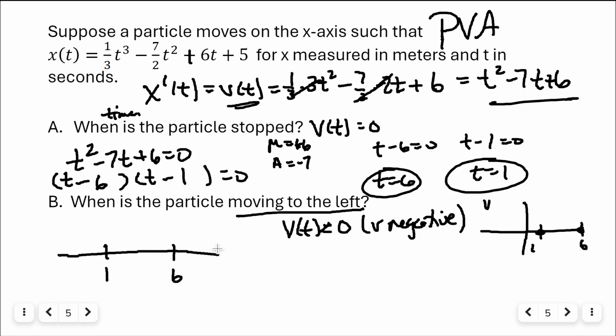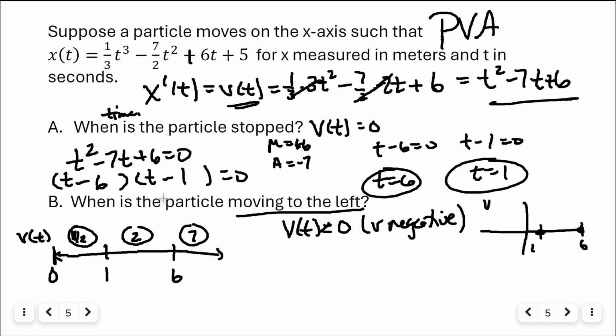To do that, I'm going to plug numbers into my velocity function. I'm going to pick some test numbers. I'm not going to go beyond 0 here because it doesn't make sense to have a negative amount of time unless you're Marty McFly. Then I guess you could, but for most people, it doesn't make sense. So I'll pick a half to test. I'm going to pick 2, an easy number between 1 and 6. Then I'm going to pick 7.